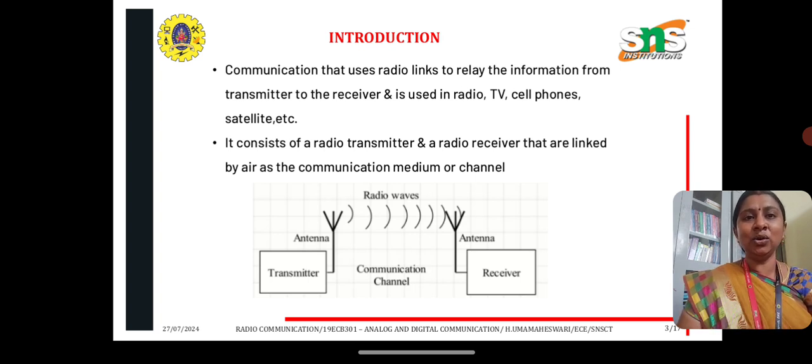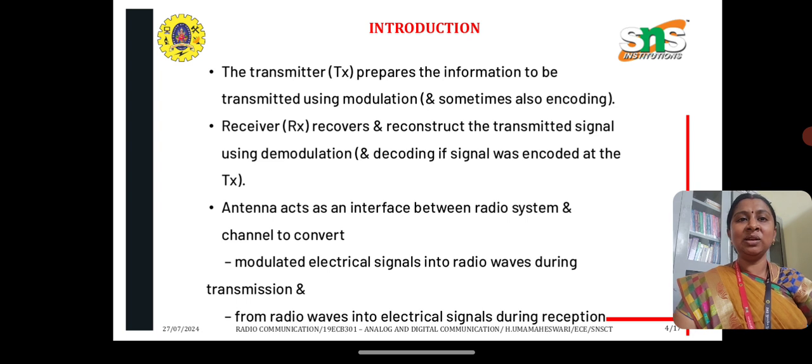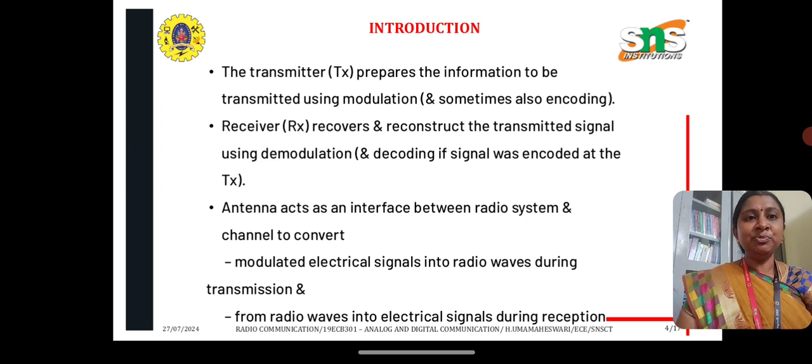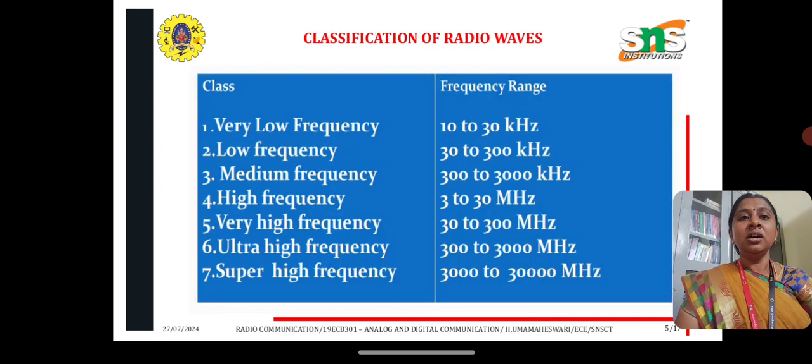It consists of a radio transmitter and a radio receiver that are linked by air as the communication medium or channel. The transmitter prepares the information to be transmitted using modulation, sometimes called encoding. Then the receiver recovers and reconstructs the transmitted signal using demodulation and decoding, if the signal was encoded at the transmitter. The antenna acts as an interface between the radio system and the channel, to convert the modulated electrical signals into radio waves during transmission and from radio waves into electrical signals during reception.